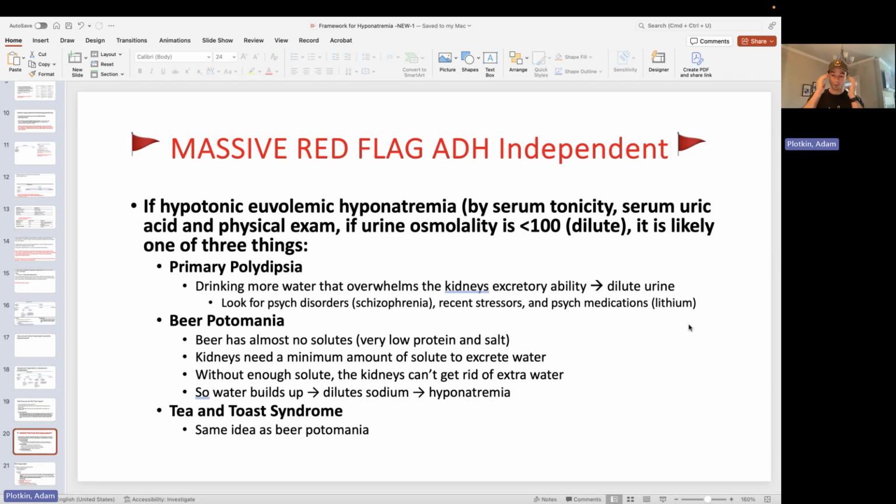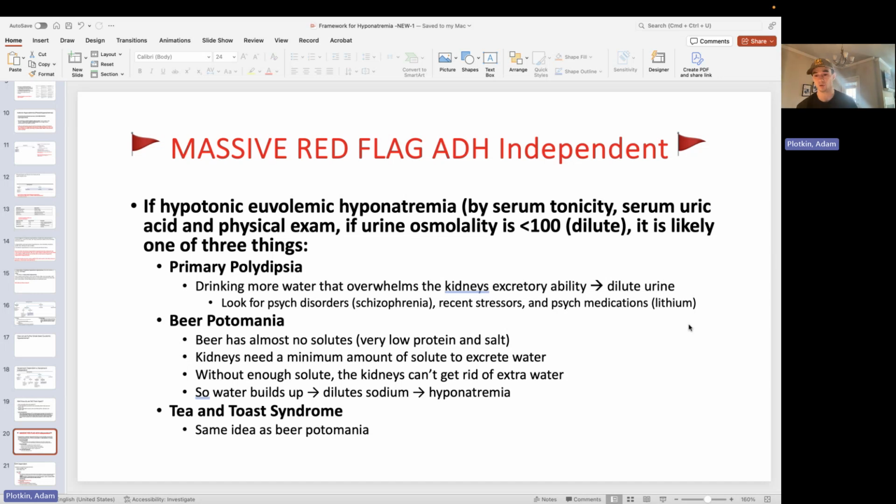So really, when I see that my urine osmolality is appropriately dilute in hyponatremia, that's a major red flag, and it should key me in on 3 major causes. There's primary polydipsia, beer potomania, and tea and toast syndrome. With primary polydipsia, I want you to think about a patient drinking more water that overwhelms their kidney's ability to excrete out solutes and to excrete out water. That's going to lead to a really dilute urine. So we're just drinking more than our kidneys are able to process.